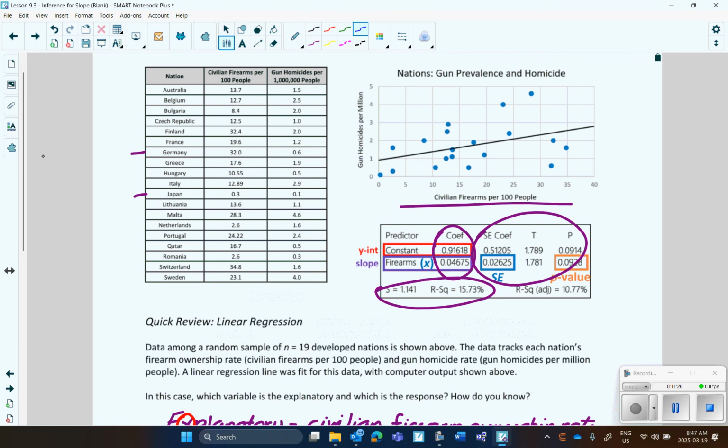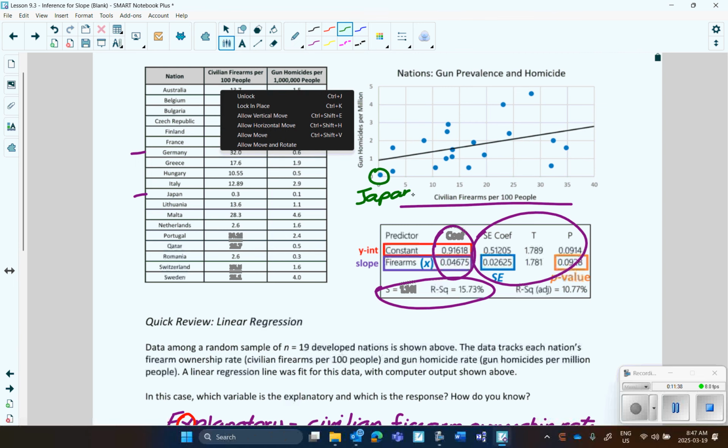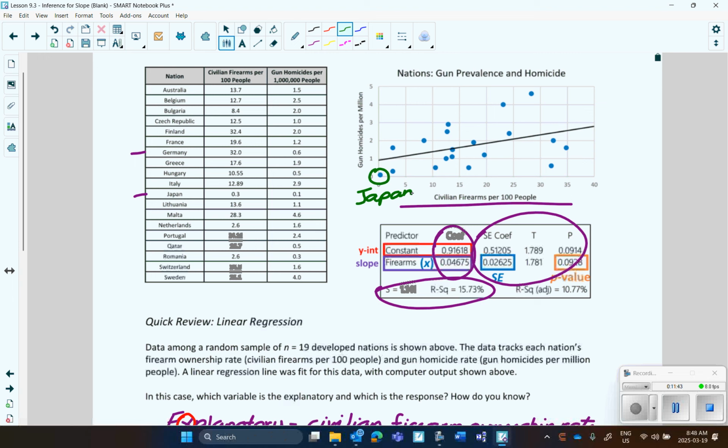Okay, so here we have Japan, which is very low. So Japan is here. And Germany is still low, but it has a high X value. Oh yeah, Switzerland was higher. So Germany's here.